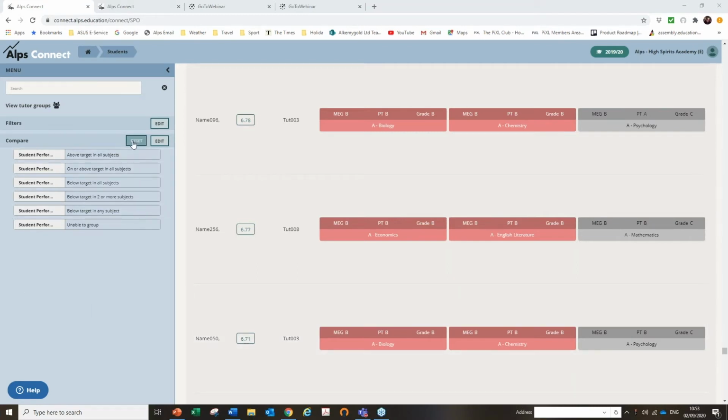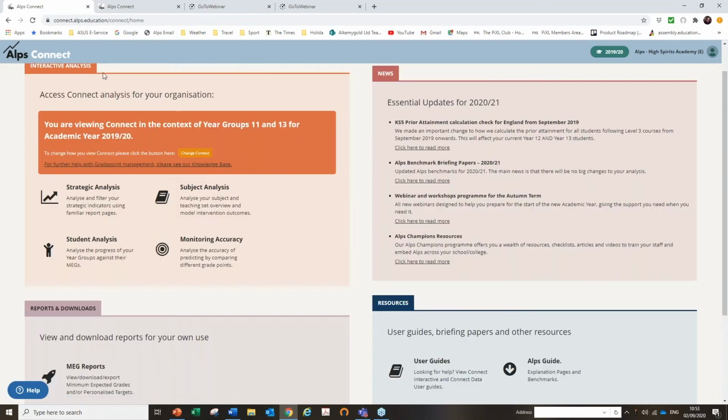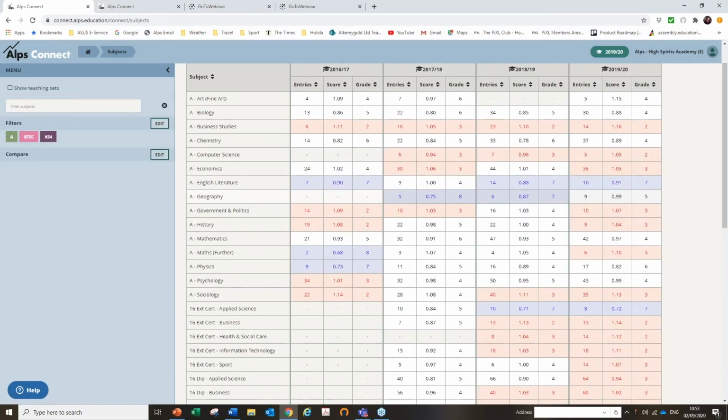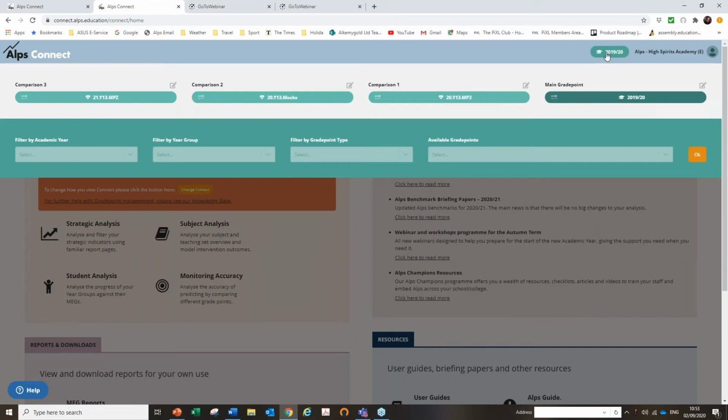Now, I'm going to reset that and come back out of it. I'm going to flip actually to subject analysis, not to do anything with it for the time being, but I will want to return to this before the end. I'm going to move us now to a second cut of Connect that I've got up and ready, just to save a bit of time, and I'll show you what I've got here.